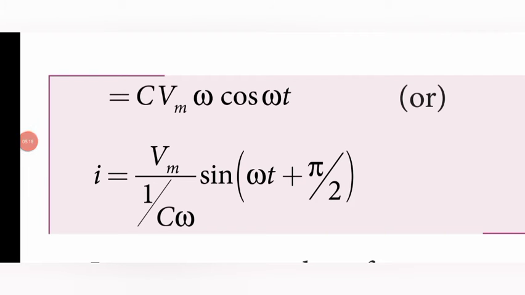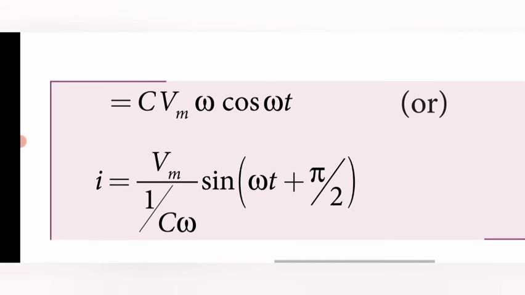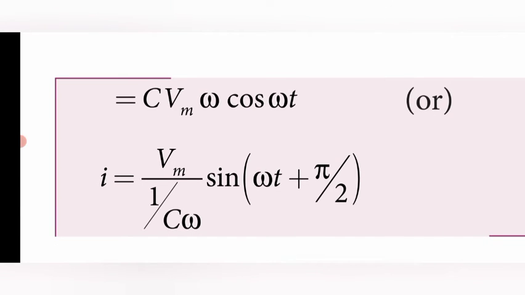In this, Im value is equal to Vm by 1 by C omega. This is considered as the peak value of the alternating current, that is the Im value here. And it is clear that we have to conclude that the current leads the applied voltage by pi by 2 for this capacitive circuit. So the wave diagram for the capacitive circuit shows the current leads the applied voltage by pi by 2 or 90 degree. This is the conclusion of this equation, and we will see the phasor diagram about that.